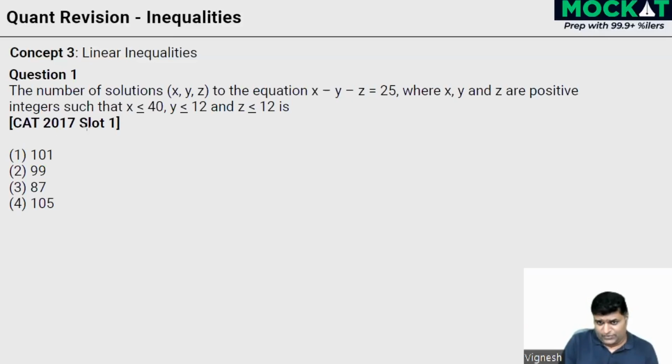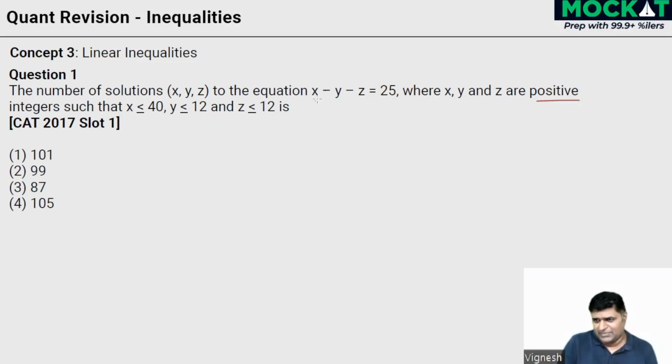The first one is from a relatively easy paper, but it was one of the tougher questions which turned up in this particular paper. The number of solutions x, y, z to the equation x minus y minus z equals 25, where x, y, and z are positive integers, such that x is less than or equal to 40, y is less than or equal to 12, and z is less than or equal to 12, is what? Now wait, what do I know? All three are going to be positive.